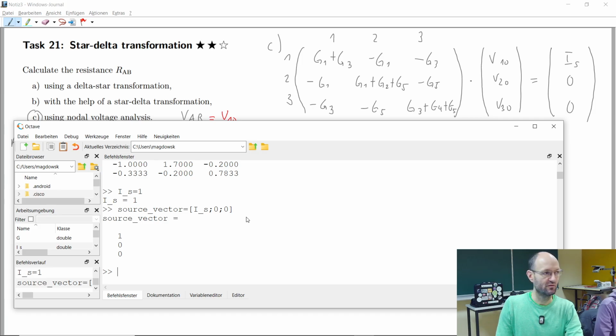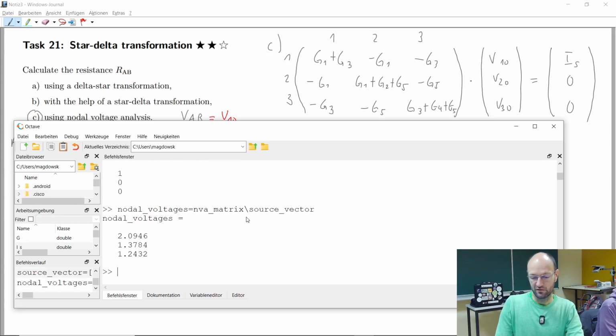Then how do we solve it? I don't have my t-shirt, but we take the formula from the t-shirt. So we get our nodal voltages from this matrix and the left division with the source vector. And so then we get our 3 nodal voltages.